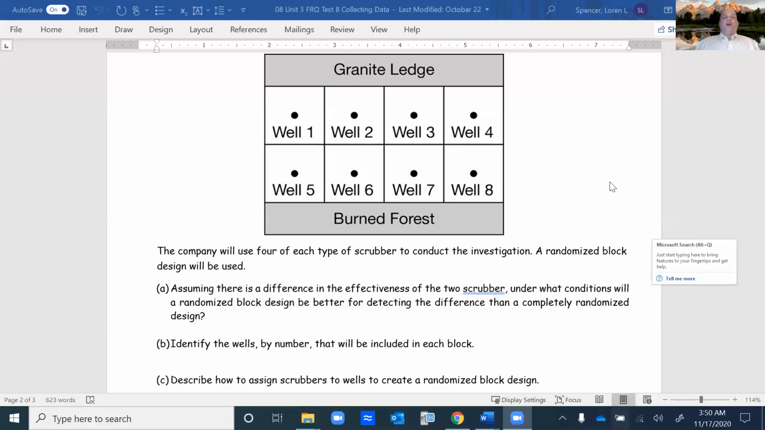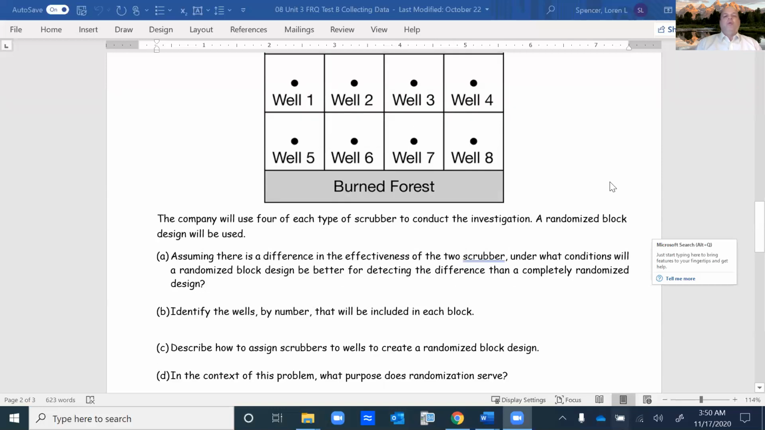Please make sure that you're numbering your scrubbers and that you have 2 of each type, 2 new, 2 old in the hat, and that you have 2 hats, one for the granite ledge and one for the burned forest. That's because we have to randomize within each block.